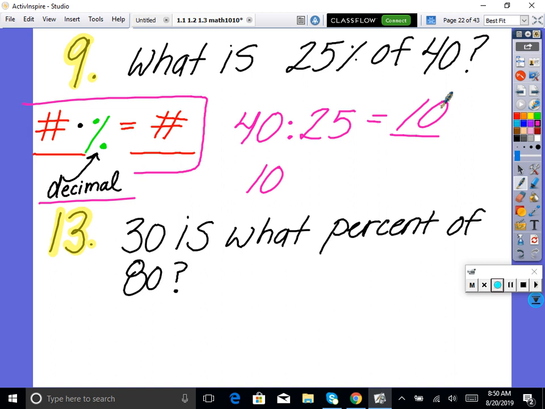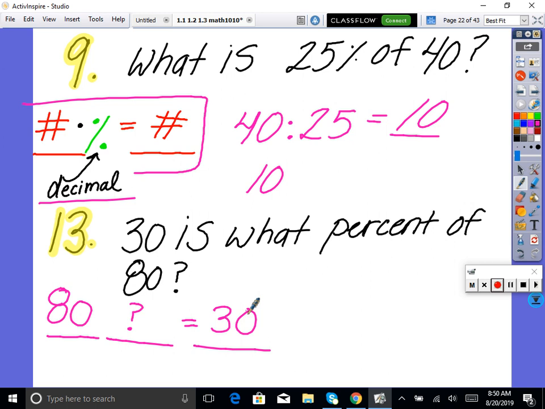How would we set this one up? 30 is what percent of 80? Now, aren't we trying to find the percent? We don't know the percent. You guys agree? So I'm going to set it up. We don't know our percent, but we do know these two numbers. Now, what goes where? Good. 80 goes on the left, and then 30 goes on the right.